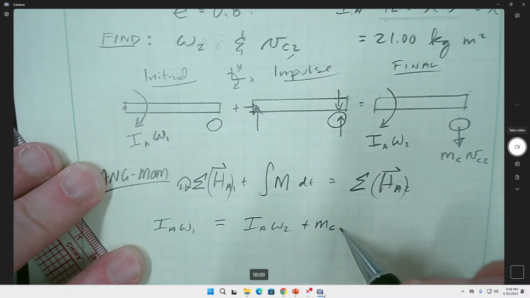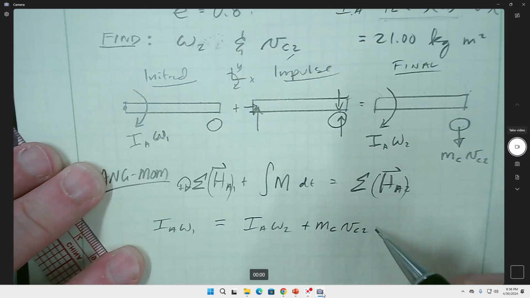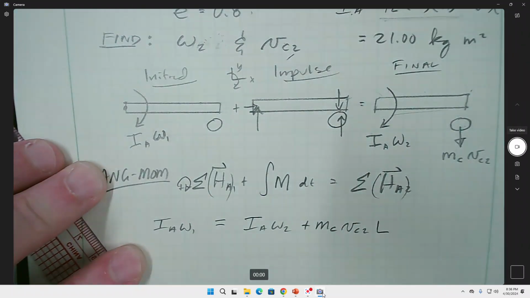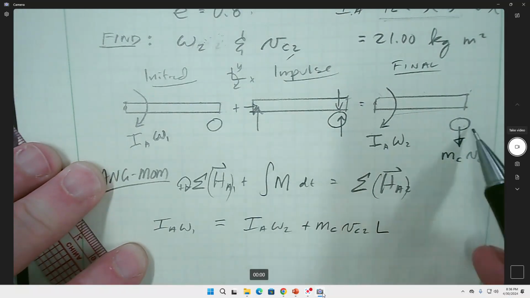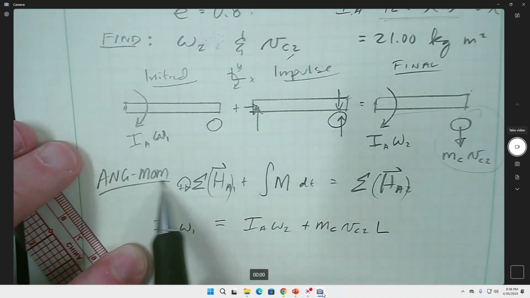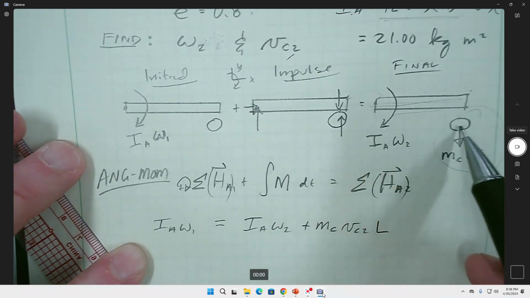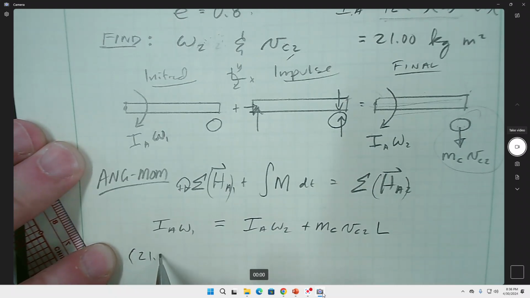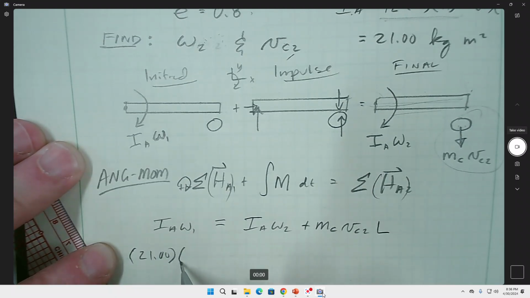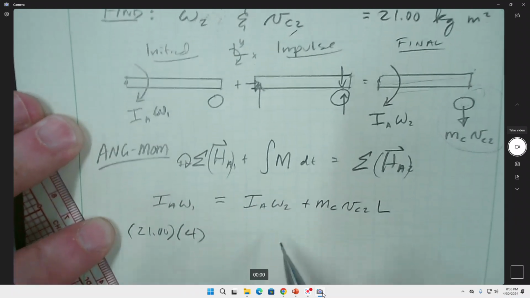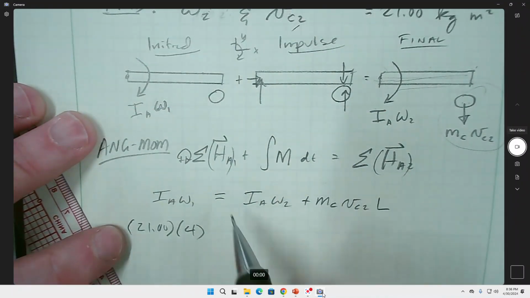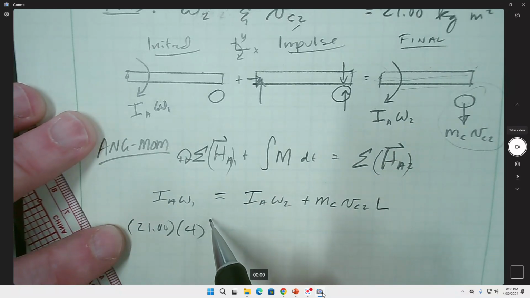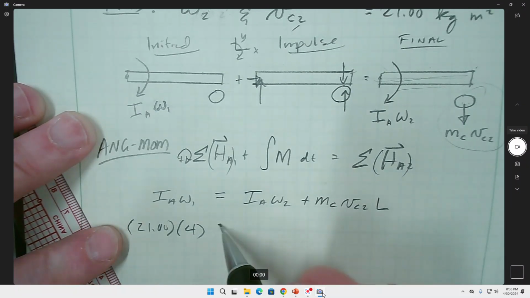M_C V_C2, but we also have to have times the length. Right, because this is a linear velocity, but we're looking for angular velocity, so we need a distance to multiply it by. So we'll take our 21.00 and take our 4 radians per second. This looks like a foosball table, not a foosball, no, like a pinball. Like a pinball, except really big, like huge, like stupid big.